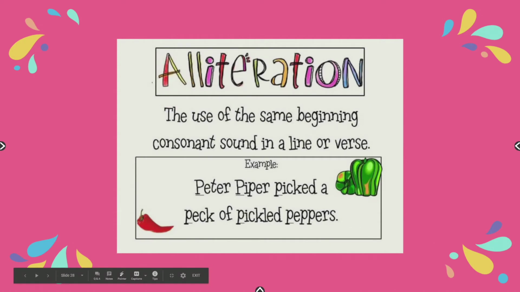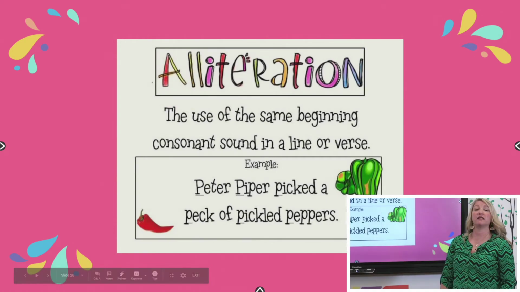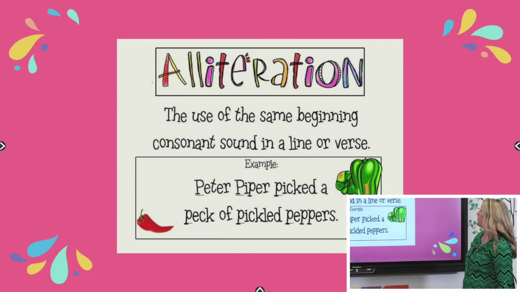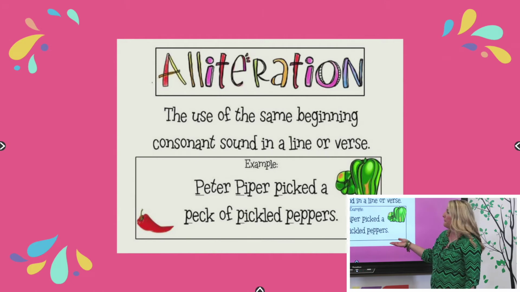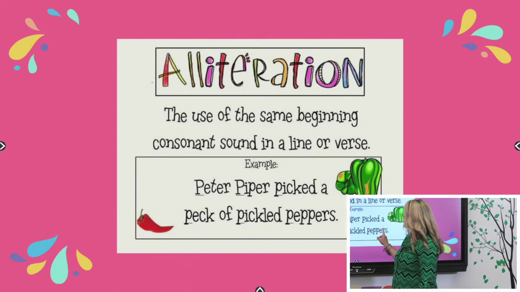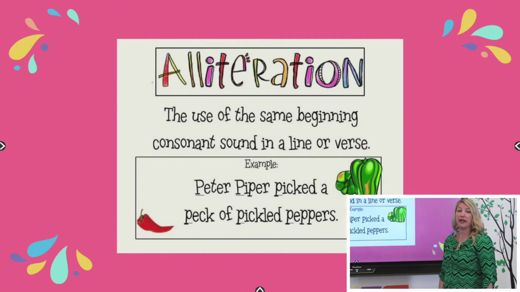Alliteration. It's the use of the same beginning consonant sound in a line or verse. So an example, and it's kind of like tongue twisters: Peter Piper picked a peck of pickled peppers. So the P in this sentence is the use of alliteration.